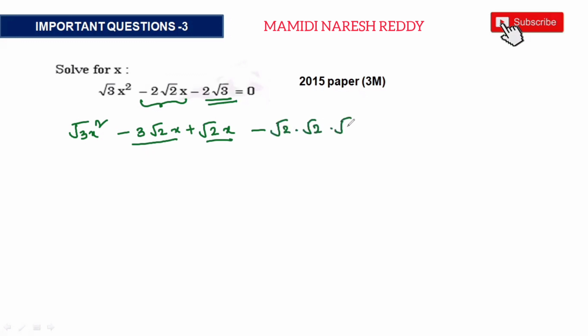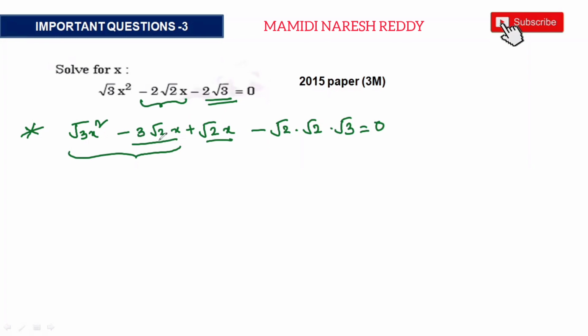And root 3, as it is, I'm writing. Now that is equal to 0. So this is the most important step, my friends. Please kindly rewind this video to understand this. Okay. So now, if you see these two steps here, you don't find any common things here.